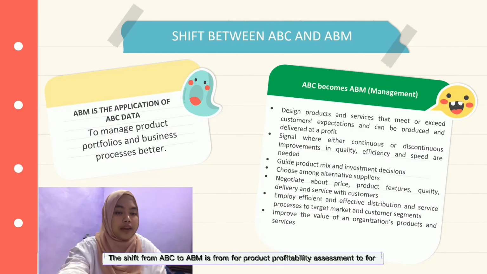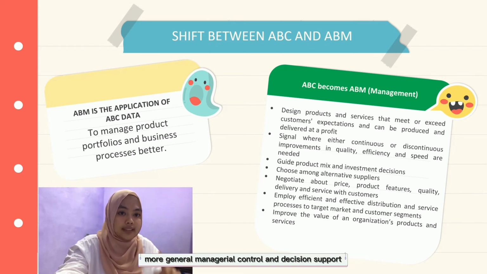The shift from ABC to ABM is actually from product profitability assessment to more general managerial control and decision support.